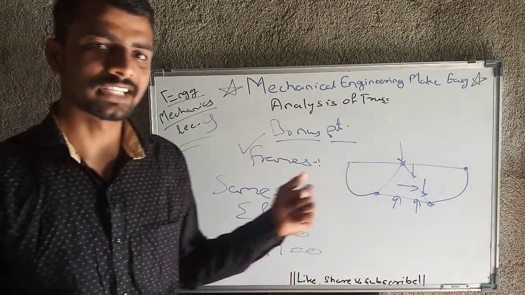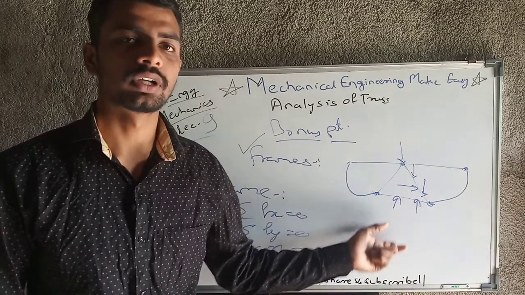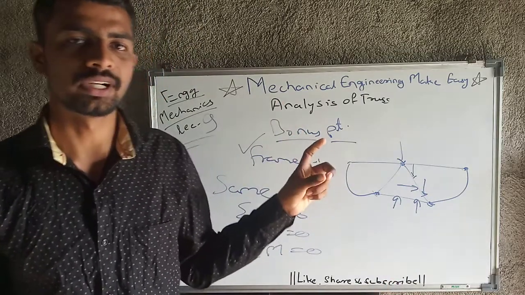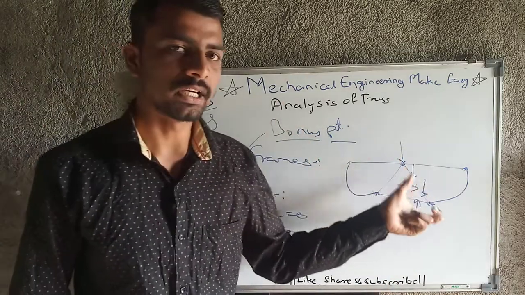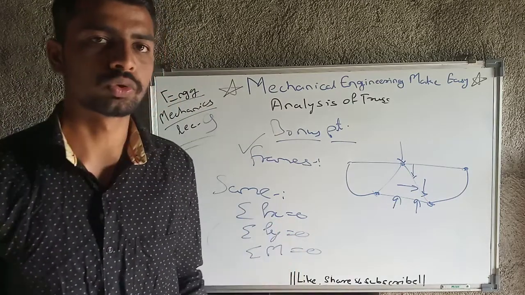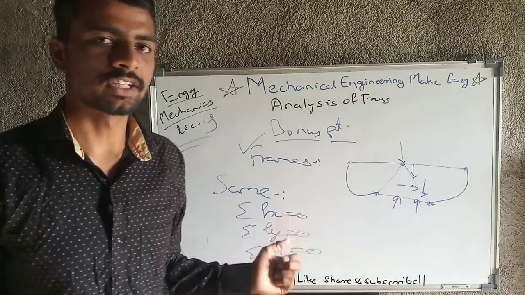Other points are the same as a truss. So if any numerical of frames comes up, you can use the same method, that is the method of joints. But if there is any multi-force member, then assume one additional condition, that is summation of moment equal to 0. So this is all about the analysis of trusses and the analysis of frames.